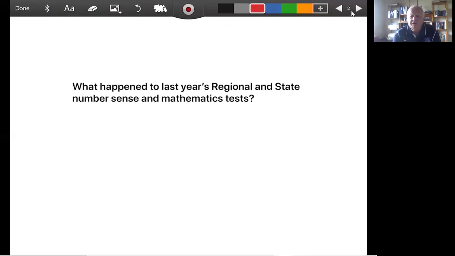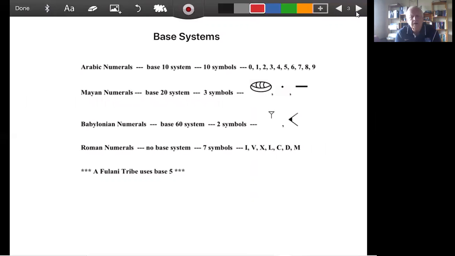Okay, let's move on. I want to talk a little bit about base systems. Lots of people have a little bit of trouble with the base system, so it's a little bit of an introduction. Our number system that we use is the base 10 system, sometimes referred to as the regrouping numeral system. We have 10 digits, 0 through 9, and we do all the things that we do in math class through the base 10 system.